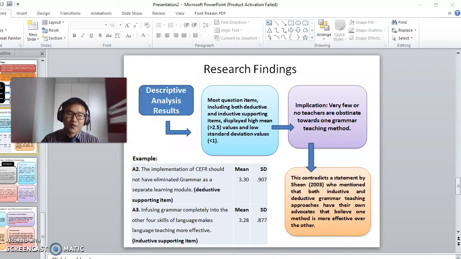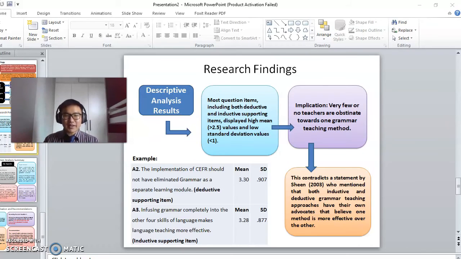With my data, I did descriptive analysis and analyzed the mean values and the standard deviation values of each question item in my survey. What I found out is most question items, including both deductive and inductive supporting items, displayed high mean values over 2.5 and low standard deviation values less than 1. The implication of this is that most teachers actually agree to the question items, and since the SD is low, it means the pool of teachers agreeing to it is very big.